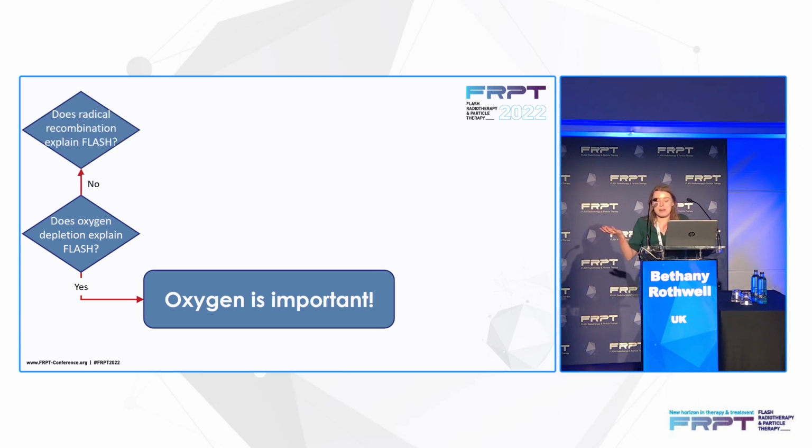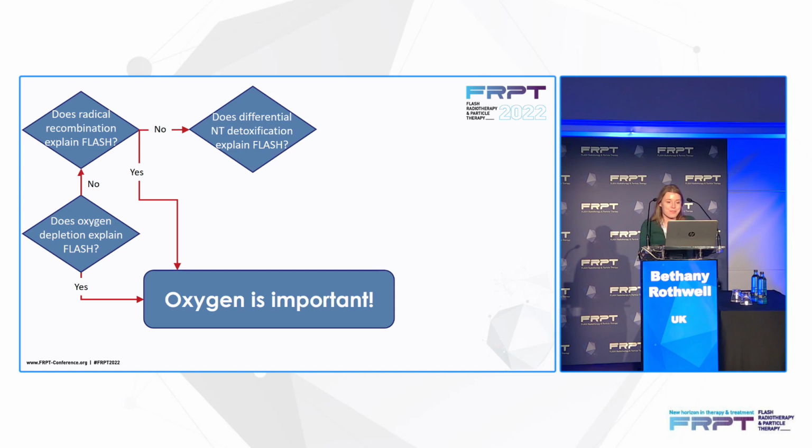If not, what about radical recombination? Well, if by this we're talking about the recombination of radicals in a greater proportion than those which react with oxygen to go and cause indirect damage, then yes, oxygen's important there as well. You need that oxygen level right to get that maximum sparing effect. If not, what about the differential ability of normal tissue to detoxify, to convert, to get rid of hydroperoxides better than tumour? Again, we need the oxygen to convert those hydroperoxides anyway, so yes, that's also an oxygen-dependent process.